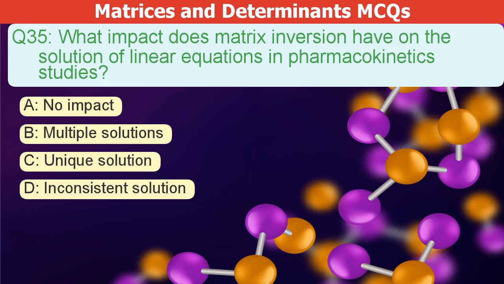What impact does matrix inversion have on solving linear equations in pharmacokinetic studies? A. No impact. B. Multiple solutions. C. Unique solution. D. Inconsistent solution.